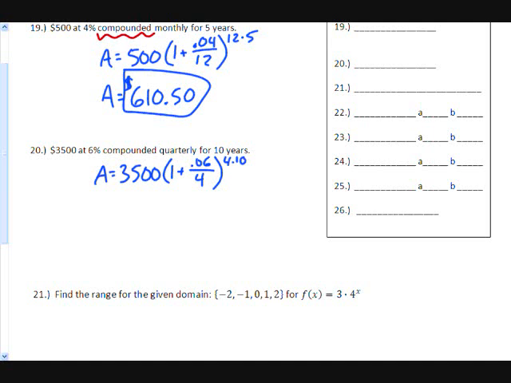Now I have to punch this into my calculator, so I do the 0.06 divided by 4, hit enter. Then I do the plus 1 and hit enter. Then I raise it to the 40th power, hit enter, and then multiply by the 3,500. When you're punching this into your calculator, be careful, or use parentheses to make it a little bit easier on yourself. So it looks like I get $6,349.06.